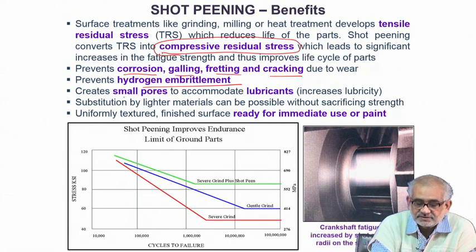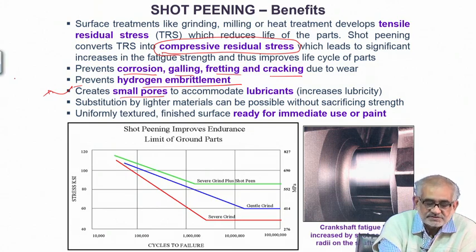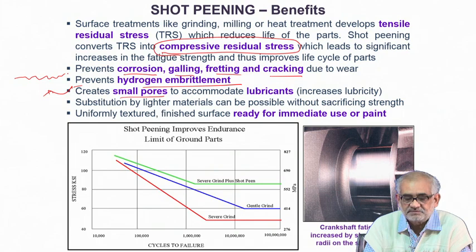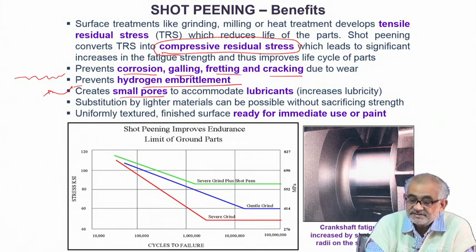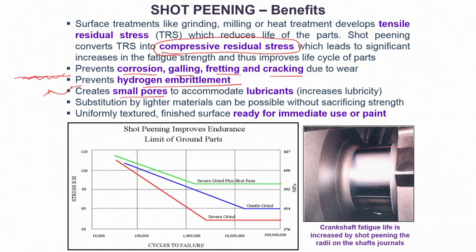It also creates certain very small dents. Instead of pores, I would rather call them dents, and on the surface you create a little bit of waviness, the depth of which could be much less than tens of a micrometer, maybe a few micrometers. These dents actually are good, because they can contain some amount of lubricants, which are useful for subsequent motion between the surfaces.